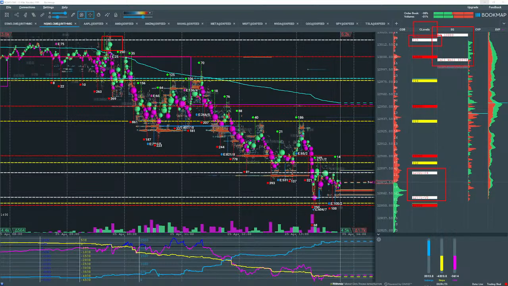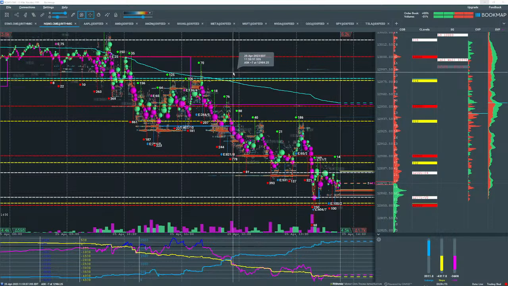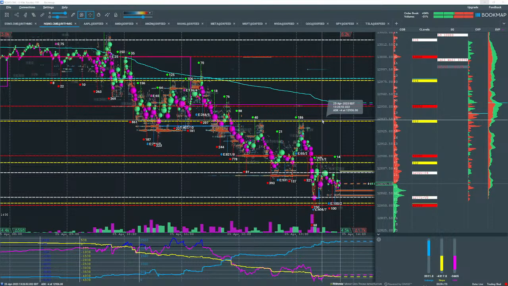All right, so those are the levels in play for the indices that I follow, the NQ and ES, and then we'll talk about setups in a few minutes.